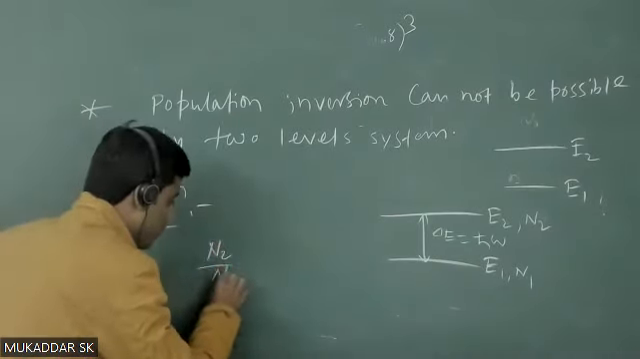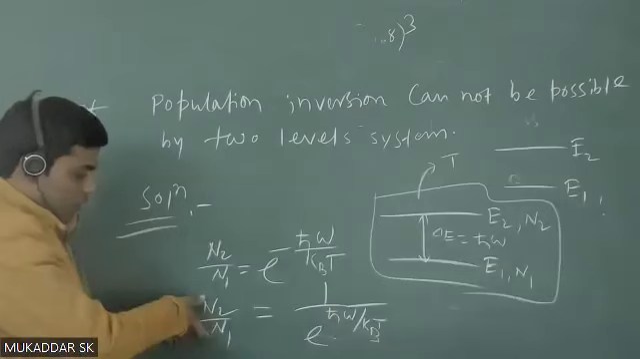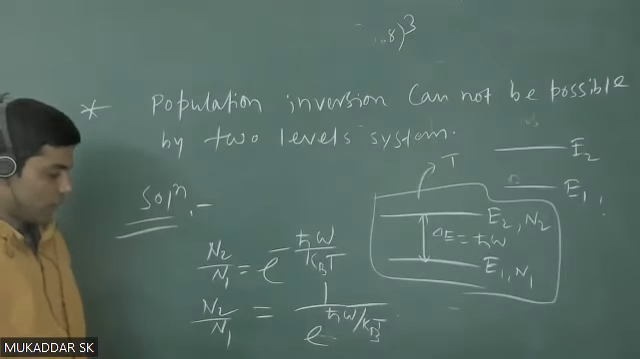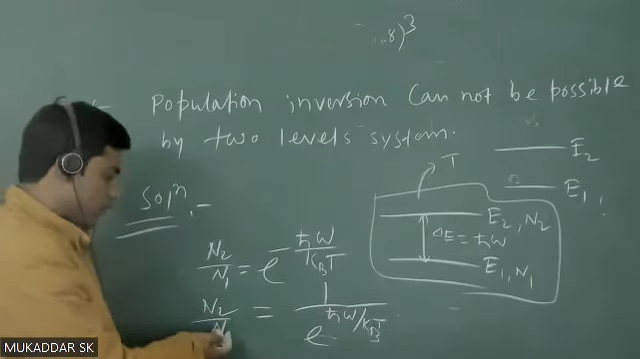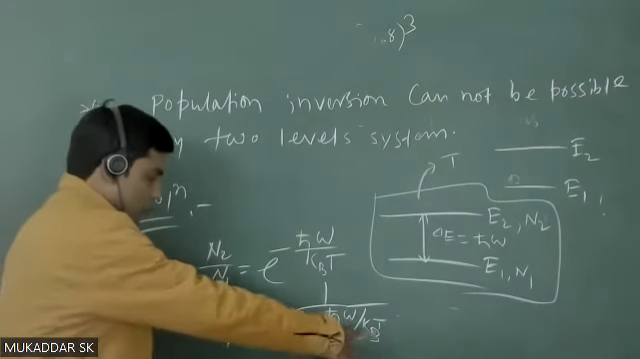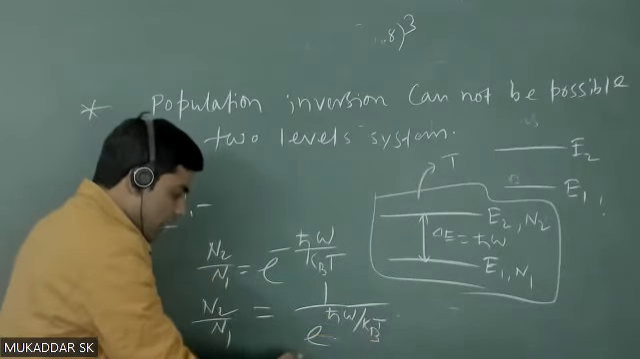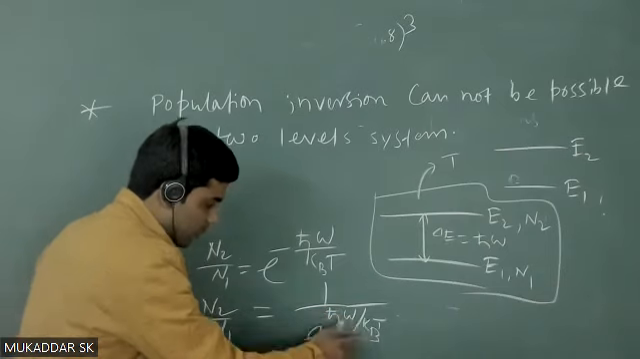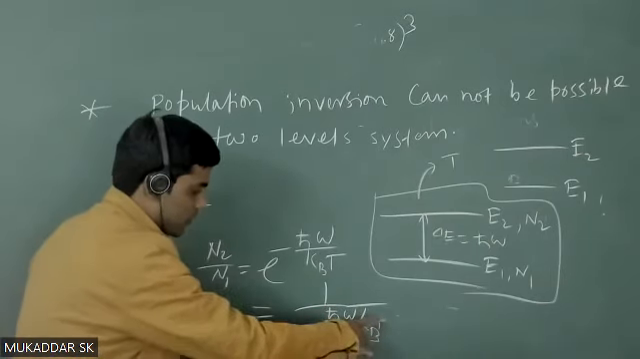So it means 1 by exponential ħω by kB T. This is N2 by N1, this is the ratio. N2 by N1 will be maximum when the denominator, that exponential term, will be minimum. And what is in the denominator? Exponential ħω by kB T.